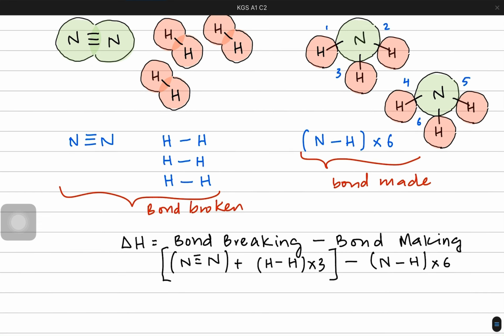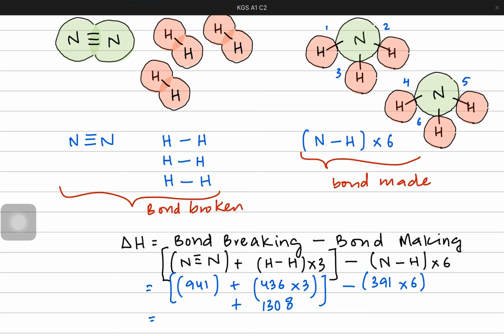Let's put the values to see that: 941 kilojoules for the nitrogen-nitrogen triple covalent bond and 436 times 3 for the hydrogen-hydrogen single covalent bonds is the absorbed value, because energy is absorbed in bond breaking, minus 391 times 6 because that is the energy released. Let's solve this mathematically to see the final and the overall answer of bond breaking and bond making.